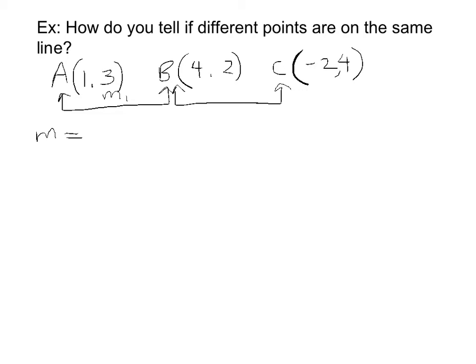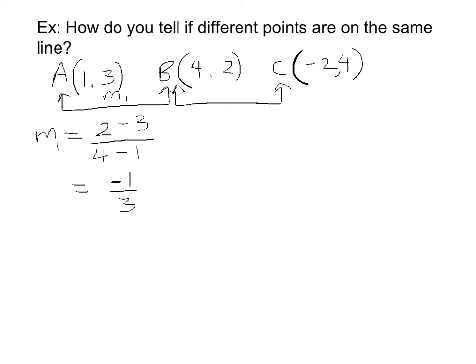m subscript 1 is y2 minus y1 over, now let's look, the second point is 4, so it's x2 minus, what's the x in the first point? That's right, 1. So if we figure this out now, I get negative 1 over 3. So the slope between point A and B is negative 1/3.